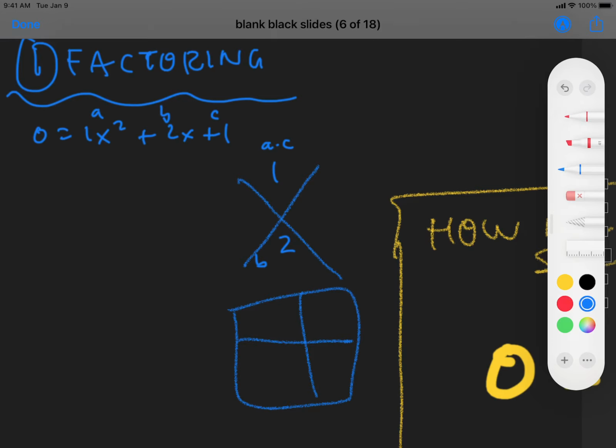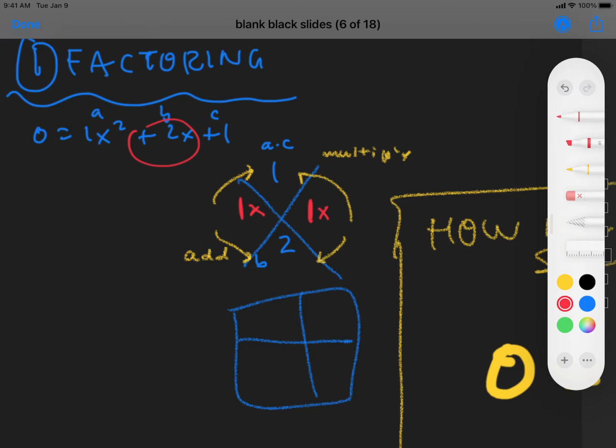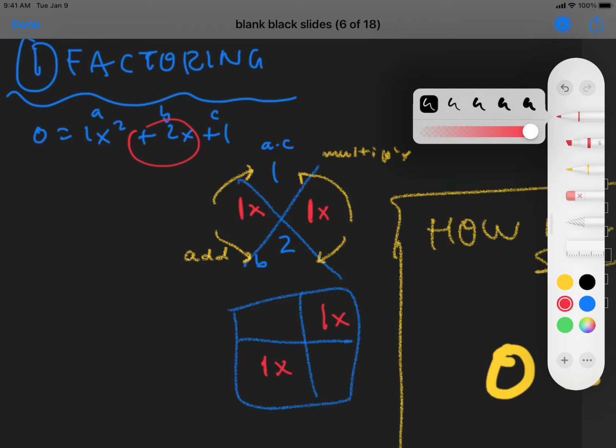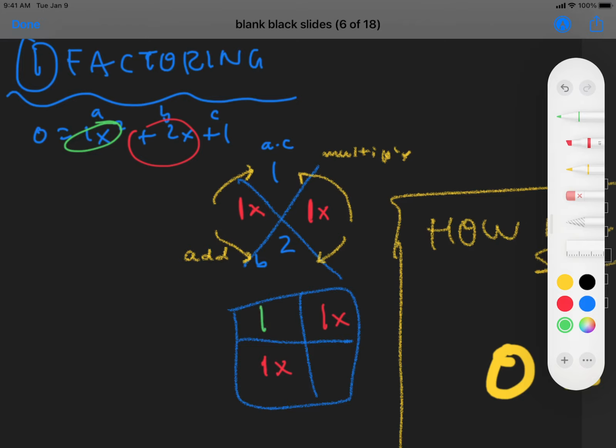So I need two numbers that will multiply to equal 1, but those same two numbers need to add to be positive 2. You can always list out the factors of 1. 1 times 1, so that's all we got. It's splitting this term, so that means I have to add an x here. When I put it into the box, it always goes into the bottom left, and it always goes into the top right. Okay, so now let us go ahead and finish this box. The first term always goes in the top left, and the last term always goes in the bottom right.